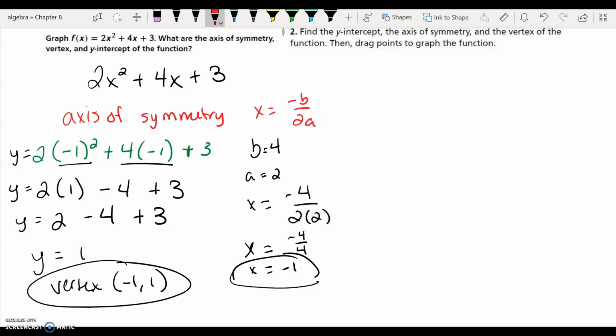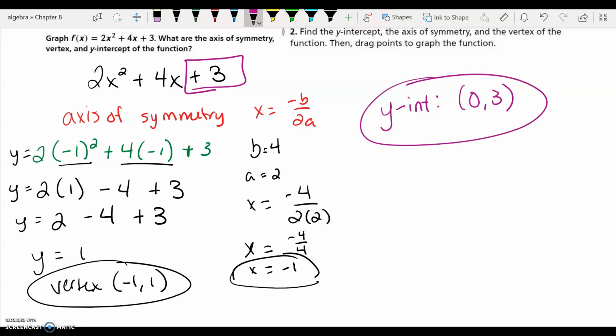And lastly, your y-intercept. I kind of mentioned this in the review. Guys, the y-intercept, it's just the last number in standard form. It's really, really easy. So it's (0, 3). Alright? So that's how you would find those three things.